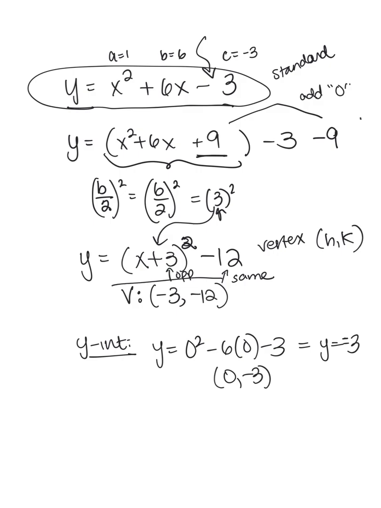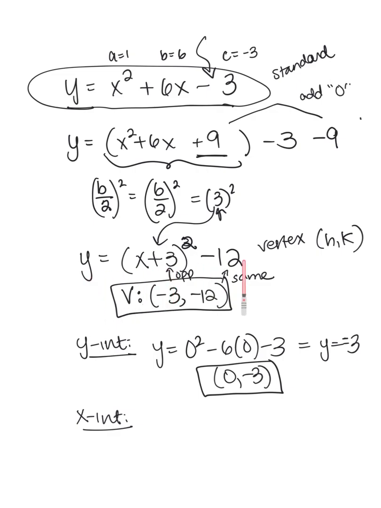Okay, so we have our vertex and we have our y-intercept, and let's take a look at our x-intercepts. So to get the x-intercepts, I'm going to set the equation to 0, and I could do it either way. I could either do this equation and set y equal to 0, or I can do the second equation and set y equal to 0.